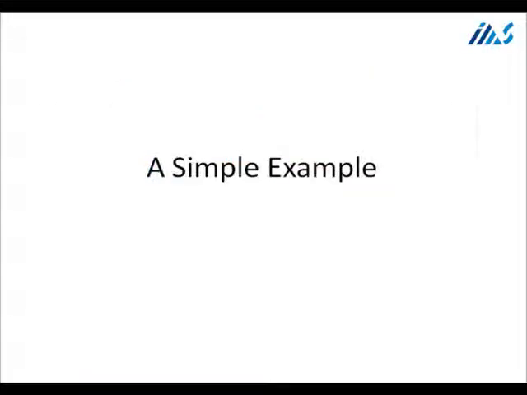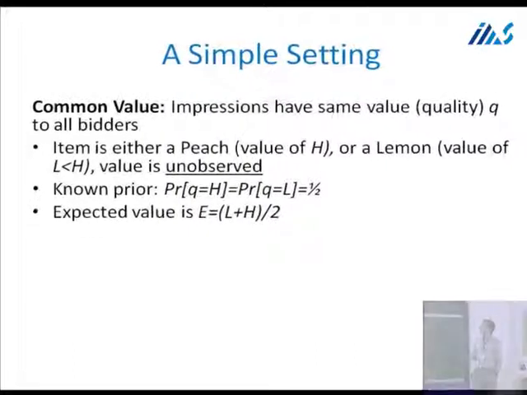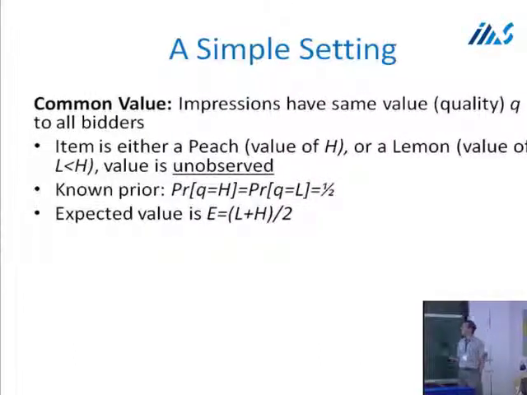Okay, so let's start with a very simple example in which we have this kind of common value auction, and we have only two types. Either it's a good impression, a peach, or it's a lemon. And we don't observe the value. We have a common prior. We assume that both are equally likely, so we can compute the unconditional expectation, that's the expected value of this impression.